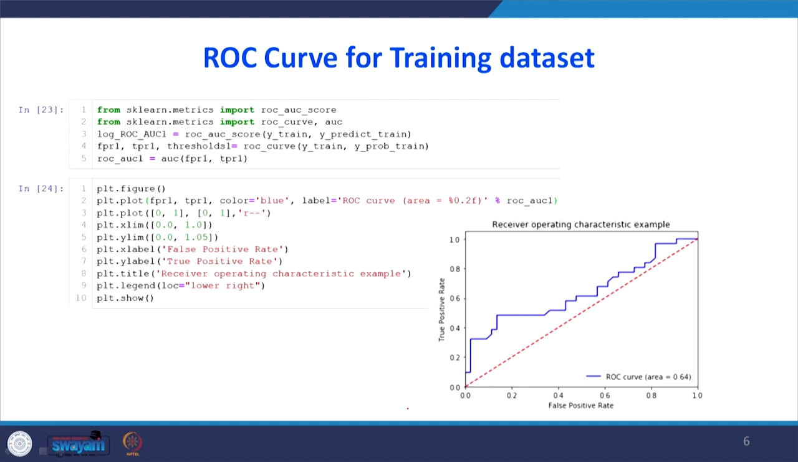So we are going to draw the ROC curve with fpr1, the false positive rate, and tpr1, the true positive rate. When you plot that, we get the default ROC curve for different combinations of FPR and TPR. The area under the curve for this model is 0.64.